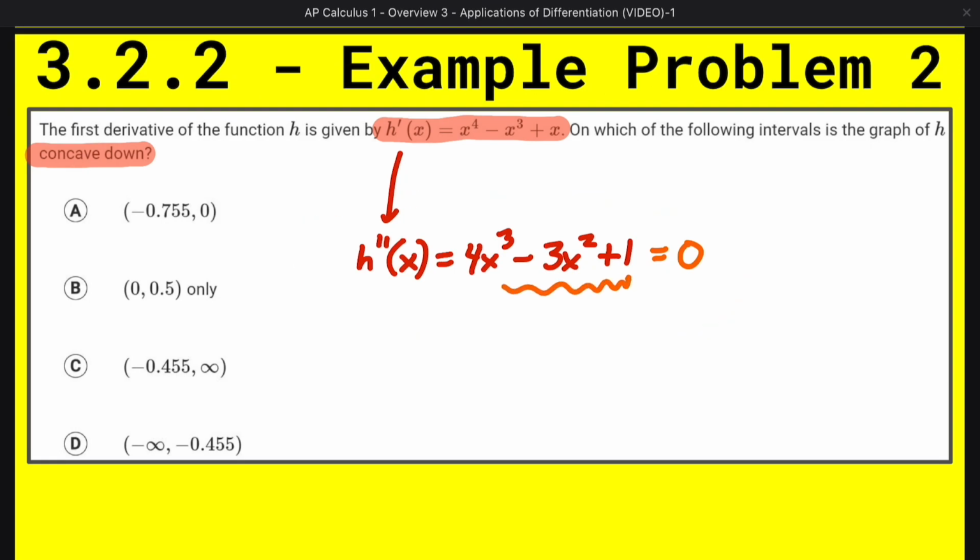We're actually just going to graph this part right here and figure out where it's equal to 0, and then use that to figure out where the second derivative is negative, because where the second derivative is negative, that's where h is concave down. So let's go back to the calculator real quick.